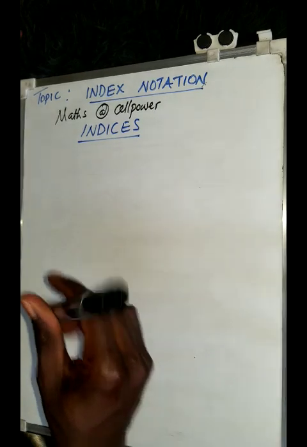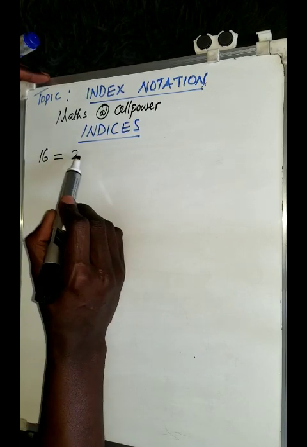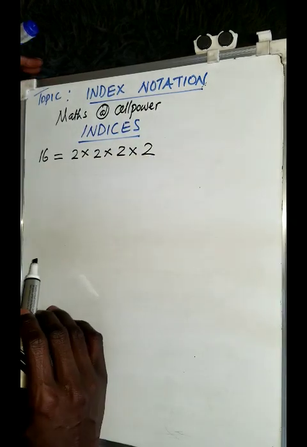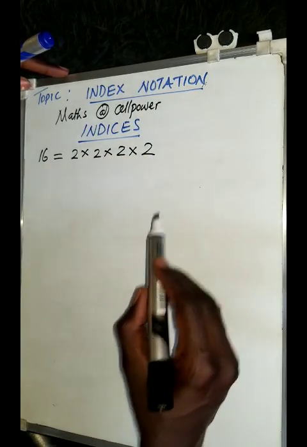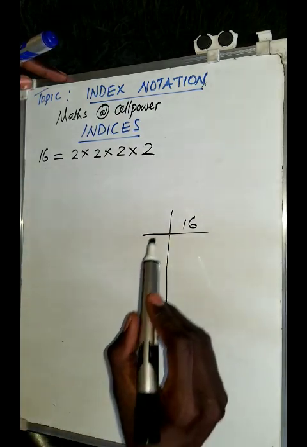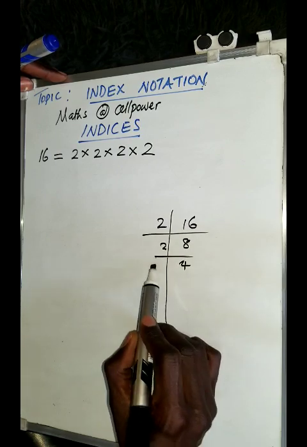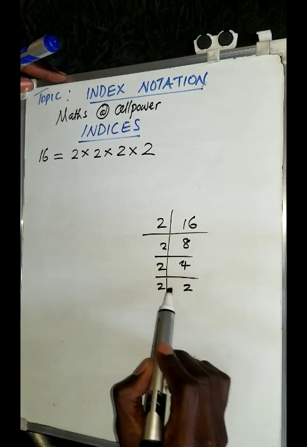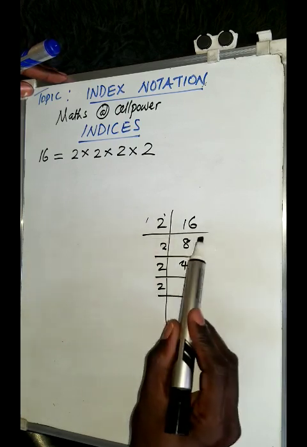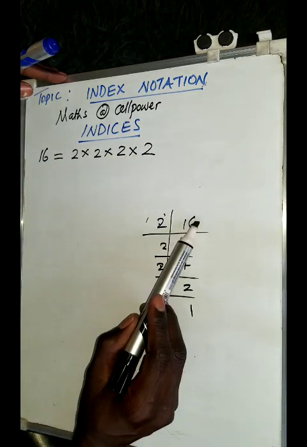Let's take, for example, the number 16. It can be written as 2 times 2 times 2 multiplied by 2. You may wonder where this comes from. Well, you simply take the 16 and divide by the lowest prime number, which is 2. 2 into 16 is 8, 2 into 8 is 4, 2 into 4 is 2, 2 into 2 is 1. Then you count how many 2's have gone in: 1, 2, 3, 4. So 2 times 2 times 2 times 2 gives you 16.